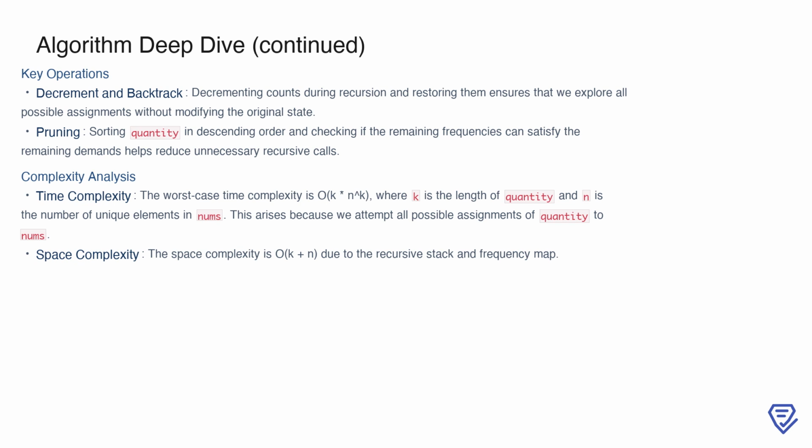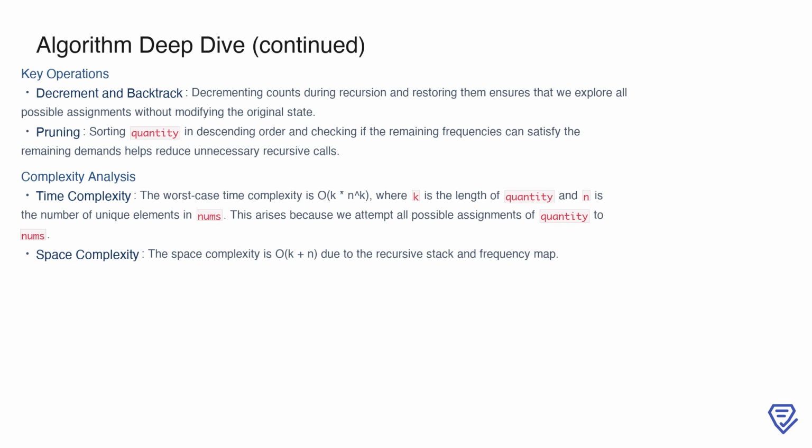Second, pruning is an important optimization technique. By sorting quantity in descending order, we address the largest demands first, which often leads to early identification of infeasible paths. Additionally, checking whether the total remaining counts in the frequency map can satisfy the remaining demands allows us to terminate unproductive branches early.